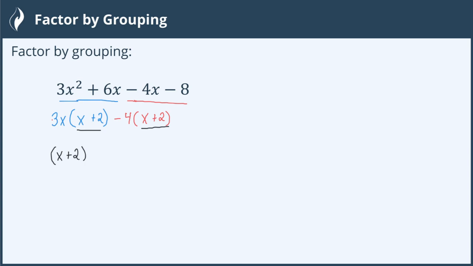When we take the x plus 2 out of the first term, we're left with 3x. When we take the x plus 2 out of the second term, we're left with negative 4. This is the factored form of our original polynomial. You could always FOIL this back out if you were unsure to check, and you should get the original polynomial.